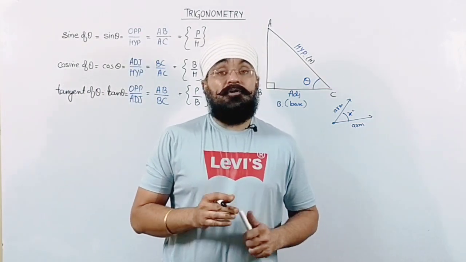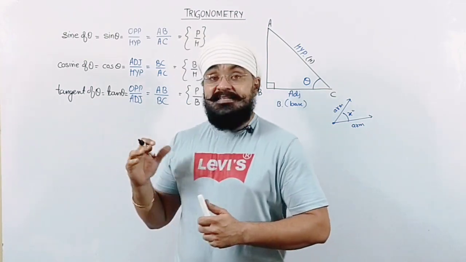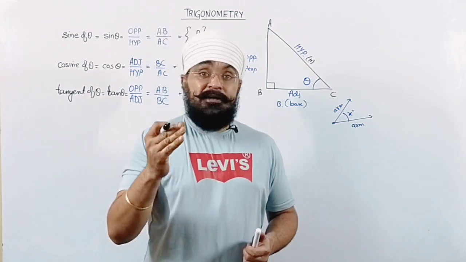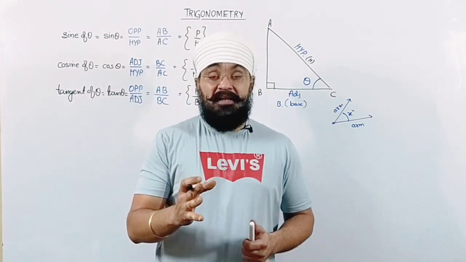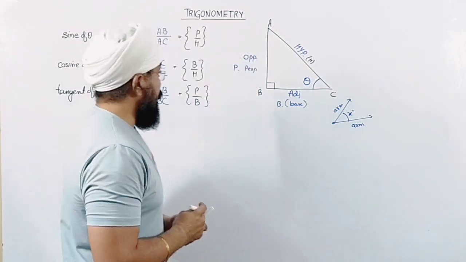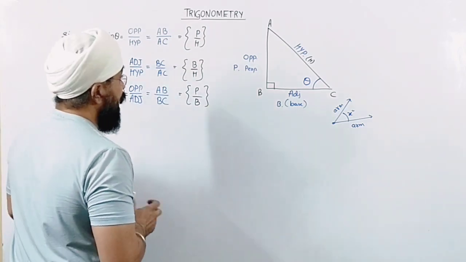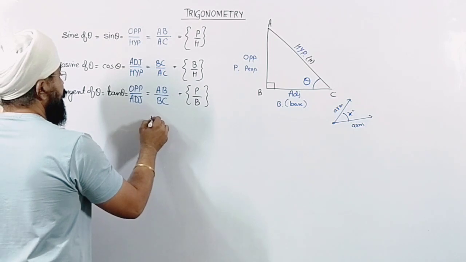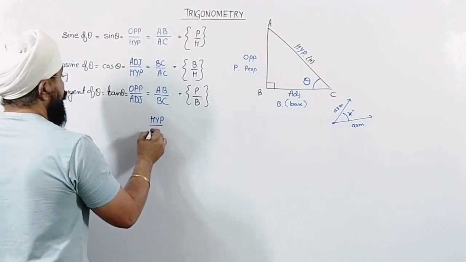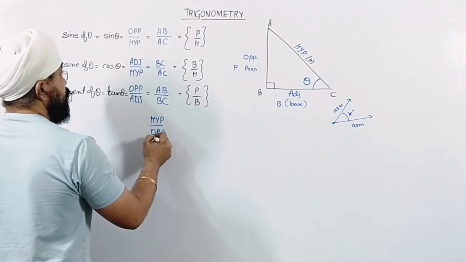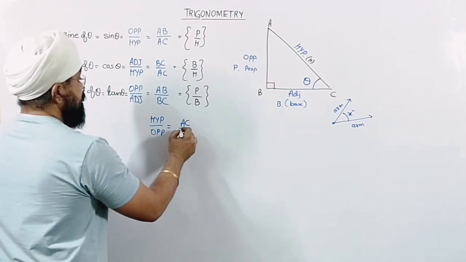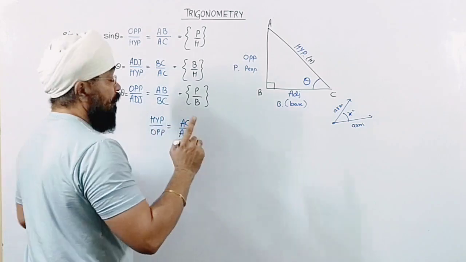Actually, when we talk about trigonometry, we say that these are the three important trigonometric ratios which develop the next ones. But they are also available, so let me take that one also. Now I am taking the reverse format of this one. Means I am taking the hypotenuse side and the opposite side. Hypotenuse is AC and I am taking opposite, means AB.